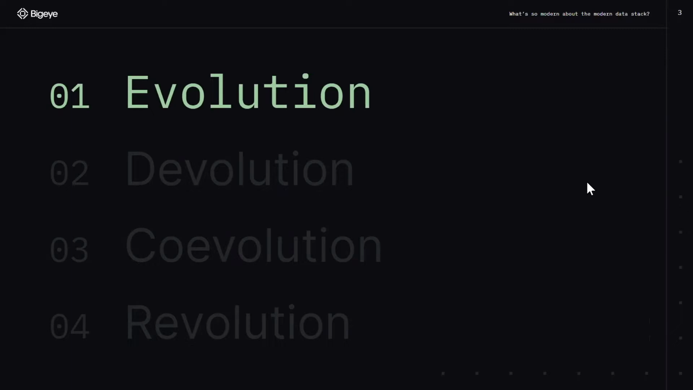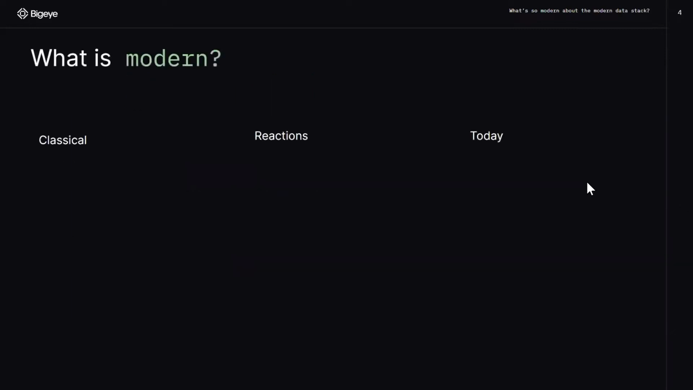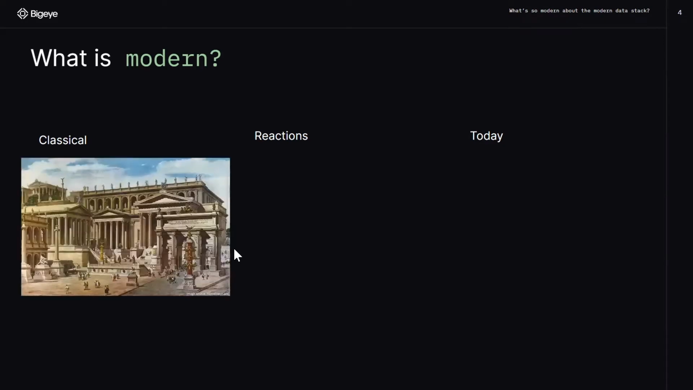So evolution, right? Modern data stack. What is the definition of modern? Well, I think modern is always kind of a reaction. What is modern today is a reaction to what was classical, what was there in the past. So in the physical architecture world, you have Roman architecture, very iconic.